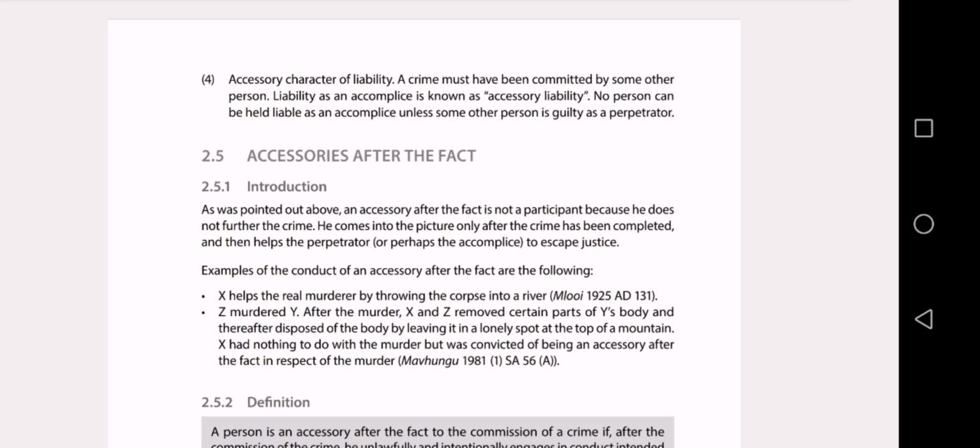4. Accessory character of liability. A crime must have been committed by some other person. Liability as an accomplice is known as accessory liability. No person can be held liable as an accomplice unless some other person is guilty as a perpetrator.